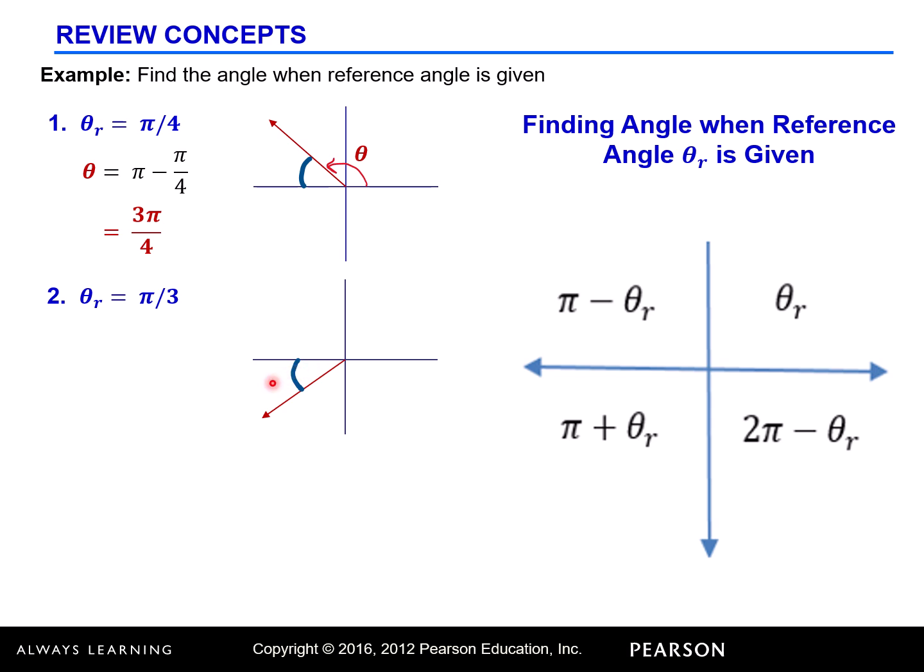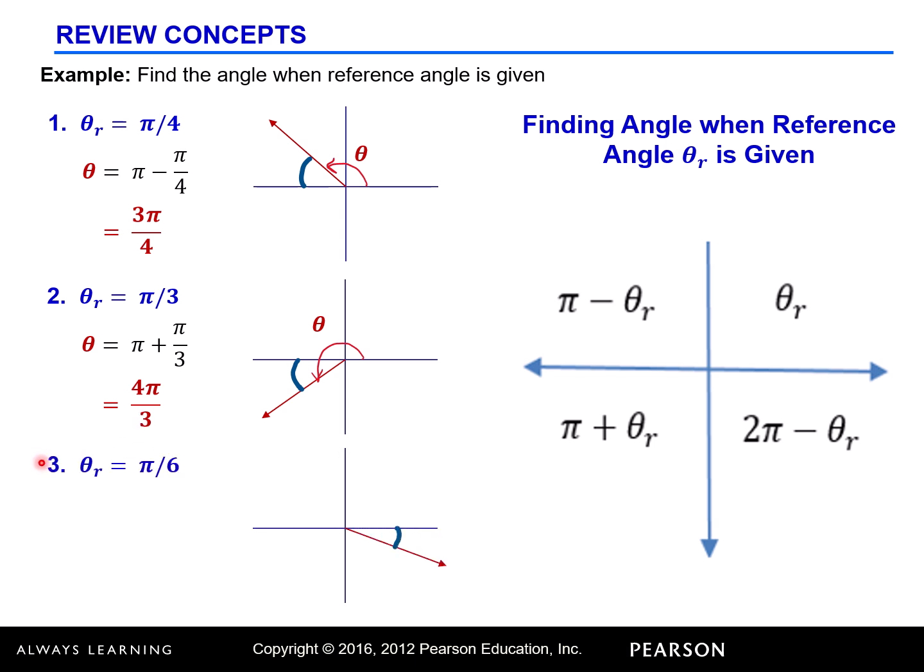So this is the location of the reference angle, and we're looking for this angle theta here. We can find the angle theta by adding this reference angle to pi because it's more than pi. So theta is pi plus pi over 3.